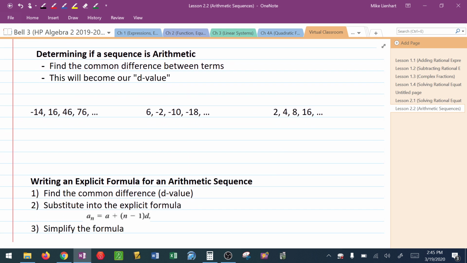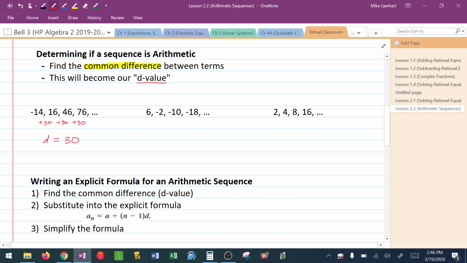If a sequence is arithmetic, that means that we can find what's called a common difference. We're going to refer to this as our D value. So if I look at this first sequence here, I notice a pattern in these numbers: from one number to the next, they continually go up by 30. Because this 30 is constant, that gives us a common difference of 30, or as I'm going to call it, a D value of 30.